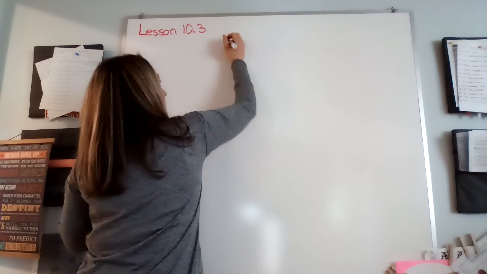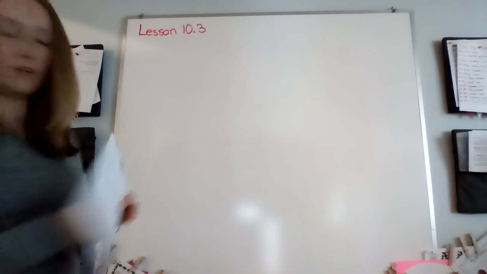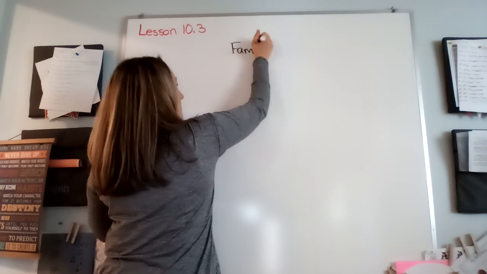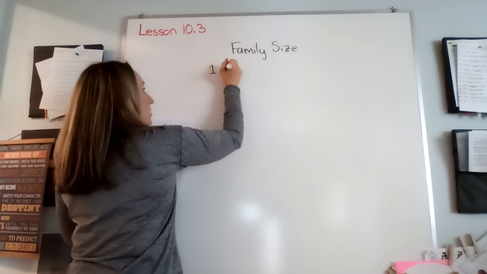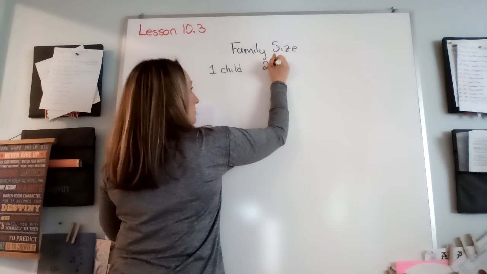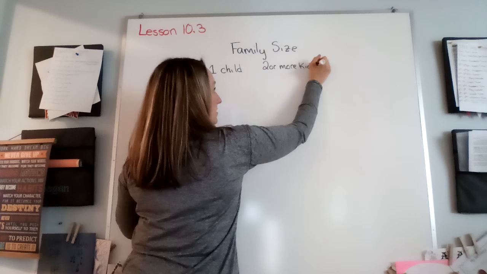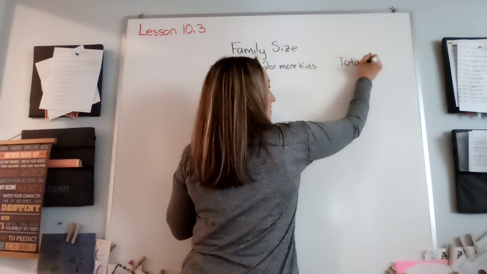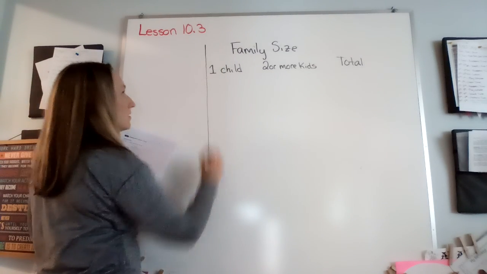All right, so I'm going to start by getting a marker that works. I'm going to start by writing family size. One child. And then what do I write next? 2 or more children. I'm just going to write kids, make it shorter. Okay? And then I'm going to have my total. All right? So that's like the first part of your table.